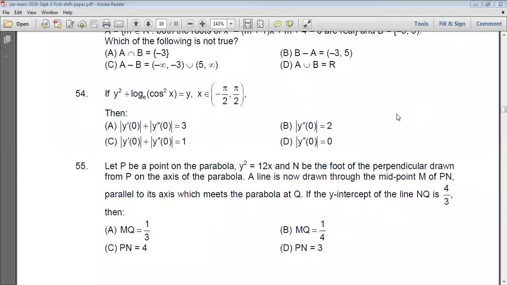Third option: modulus y dash of 0 plus modulus y double dash of 0 is equal to 1. Fourth option: modulus y double dash of 0 is equal to 0.